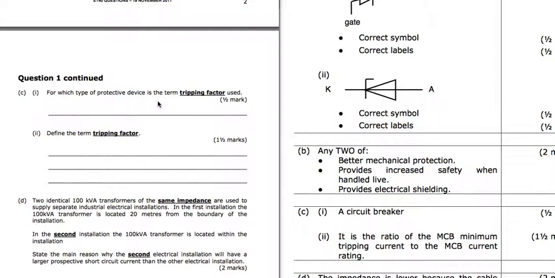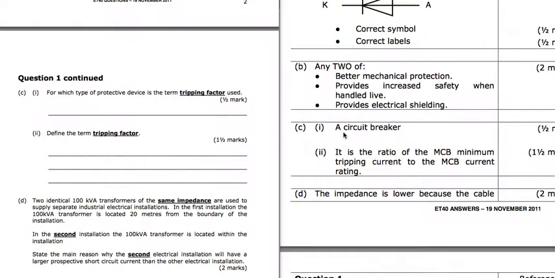Which type of protective device is the term tripping factor used? Well, tripping factor is the same as fusing factor is for fuses. Tripping factor is for circuit breakers that will trip rather than blow. Define the term tripping factor. Well, it's the ratio of the MCB minimum tripping current to the MCB current rating. So this minimum tripping current is going to be more than the actual current rating. So a current rating, say a 16 amp MCB, it might not trip until say 24 amps, and so we'll get a ratio of 1.5.